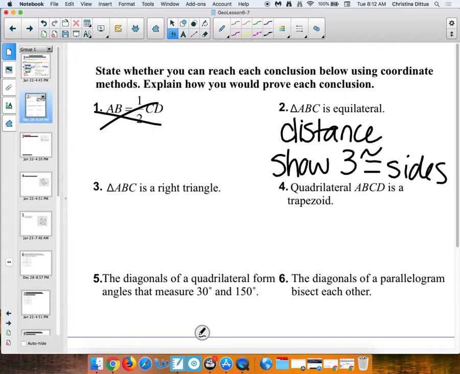If I wanted to show that triangle ABC is a right triangle, am I going to use distance, slope, or midpoint? Slope. The slope is going to show right angles. Would I want my slope to be the same? Going back a couple chapters. If slopes are the same, are they parallel or perpendicular? They're parallel. So if I want right angles, I need them perpendicular. You guys remember what we call that? Opposite reciprocal. So you flip it and make it negative.